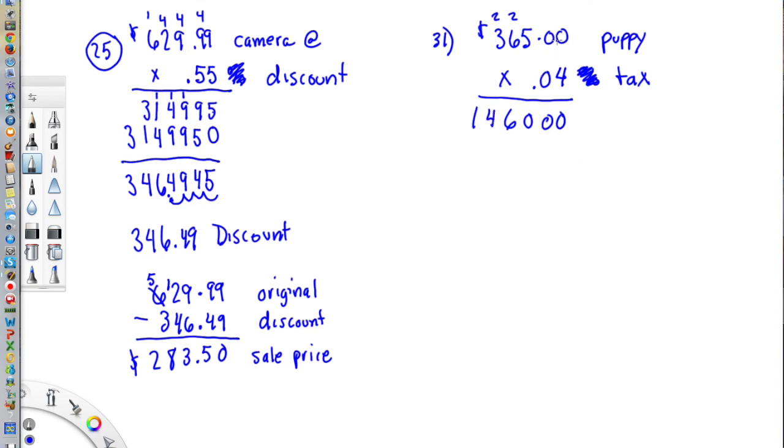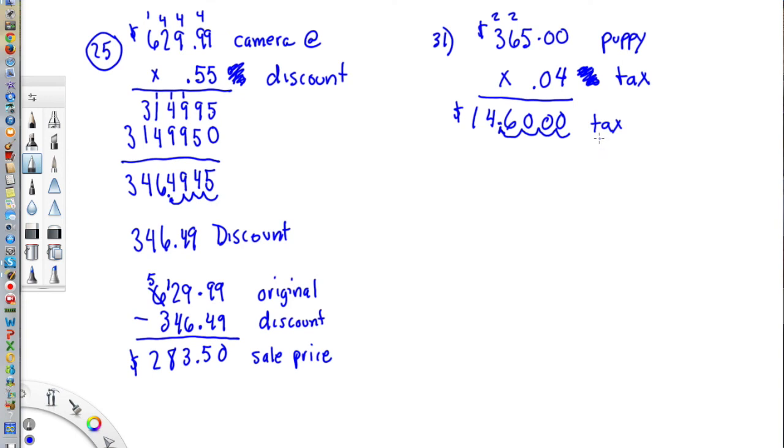Okay, and I don't need to multiply 0 times all this. I know it's going to be 0. But I do need to go back and find out how many decimal places I have. And I have 1, 2, 3, 4. So if I have 4 decimal places in my multiplication problem, I need to have 4 decimal places in my final answer, my product. So the amount of tax that we're going to have to pay is $14.60. Okay, that's our tax.